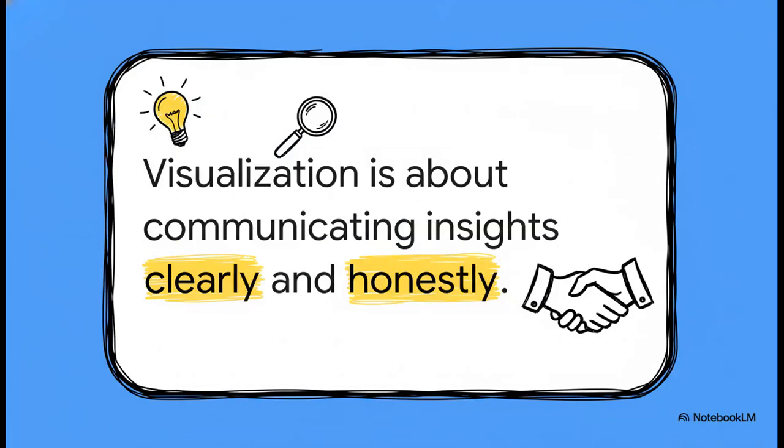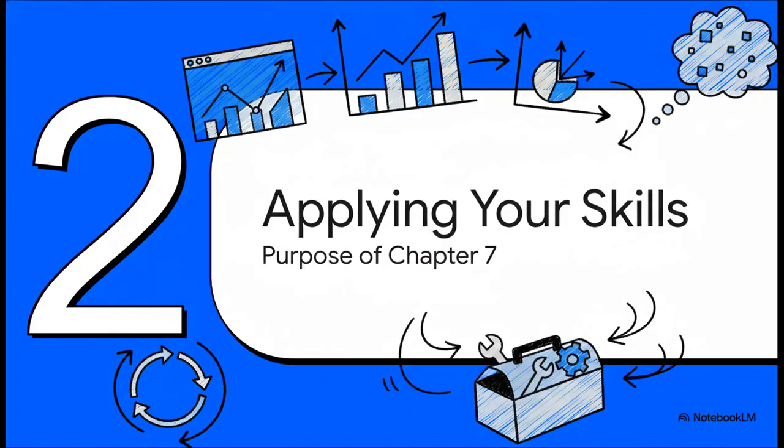And if there's one single idea that threads through every single one of those chapters, it's this. We're not just here to make pretty pictures. We're here to become effective communicators. We're learning how to tell true stories with data, and that means being clear, being effective, and most importantly, being honest.